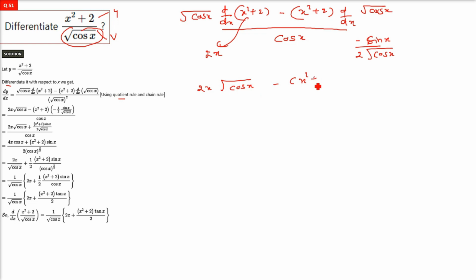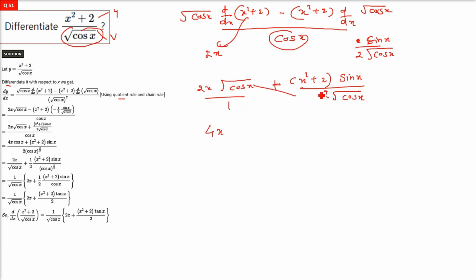And then we have subtraction x square plus 2, and minus minus will become plus, and this is going to be sin x divided by twice of under root cos x. Now we can simplify it. This is what we have done. There is no differentiation left, there is just simplification. So let us take the LCM.